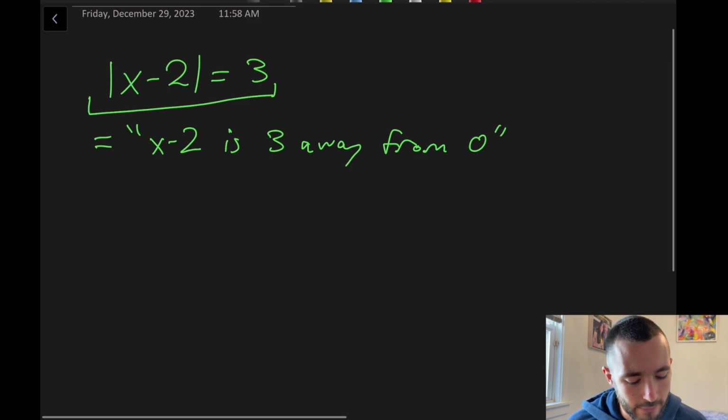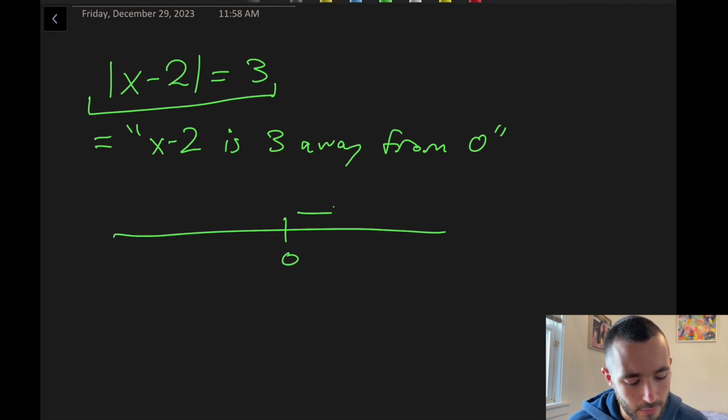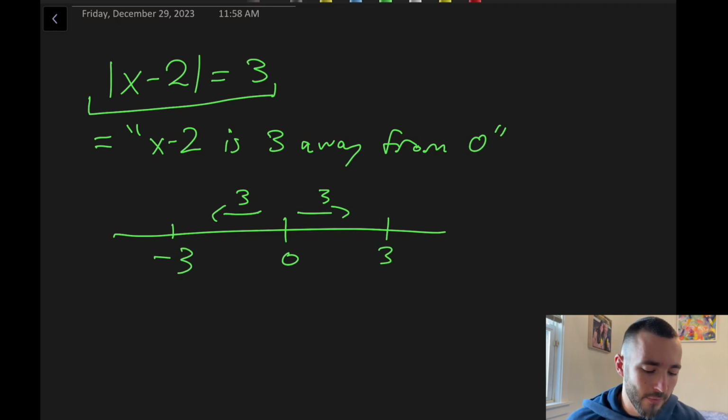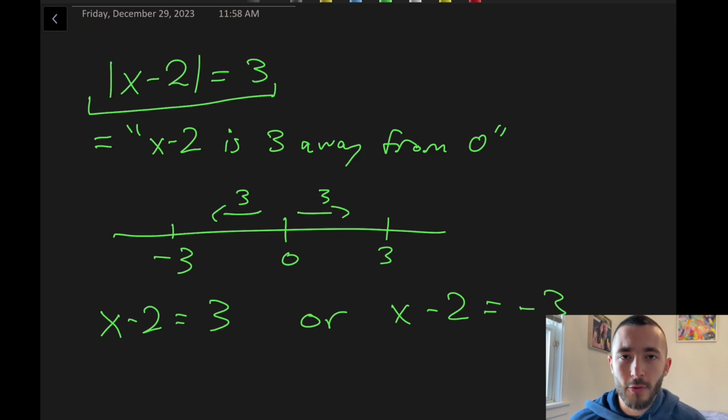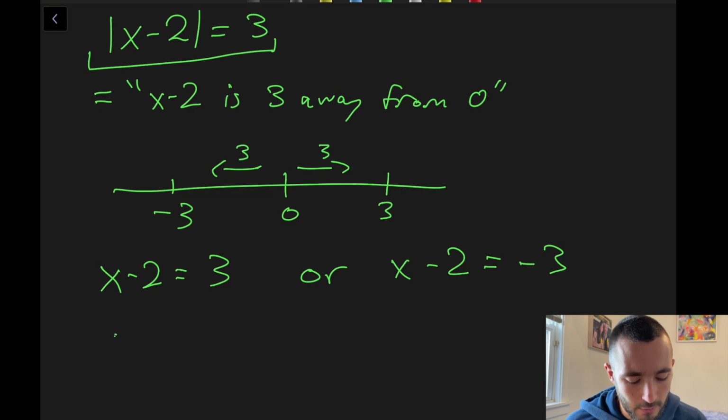Now, what is 3 away from 0? Here's 0. If we go 3 to the right, we're at 3. If we go 3 to the left, we're at -3, right? So that means x minus 2 could either equal 3 or x minus 2 equals -3. If your teacher told you that when you have an absolute value, you have to do the plus case and the minus case, this is what they're talking about, and this is why. Because it's describing a distance from 0 that could either be to the right or to the left. So obviously we could solve this pretty quickly. Here we have x equals 5, and here we have x equals -1. Those are your two solutions.